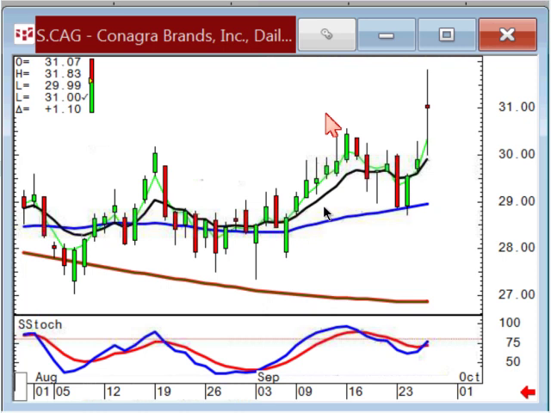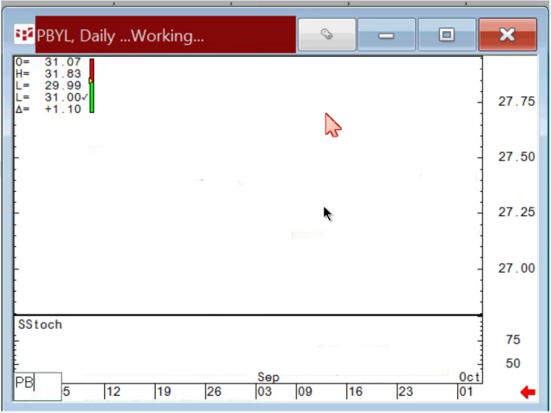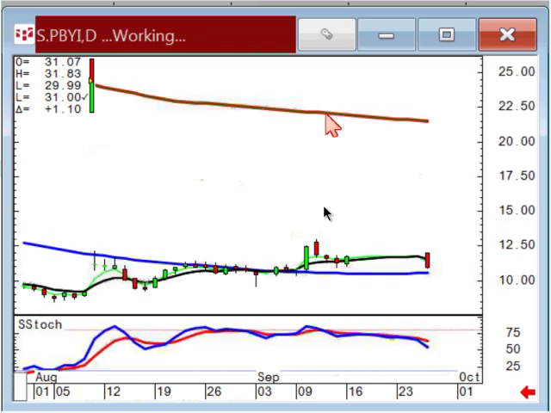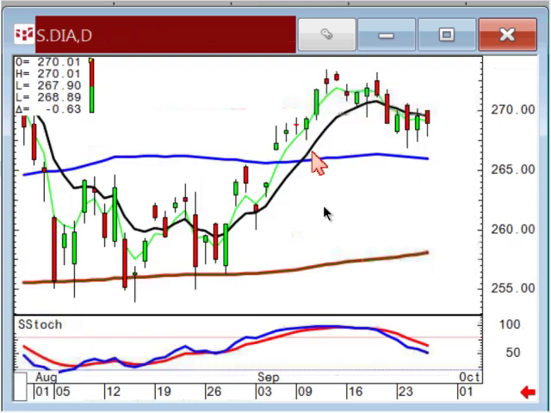EBYL, that's not working. Is it EBYI? That doesn't look like it. The Diamonds, same as the Dow, just sideways. I would not be trading the indexes right now because there's no direction to them.